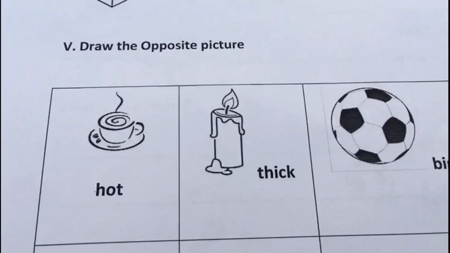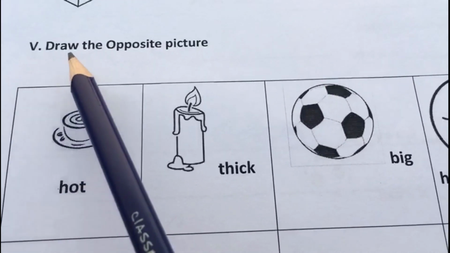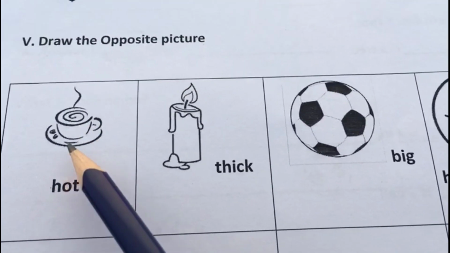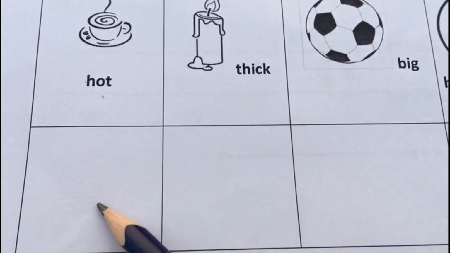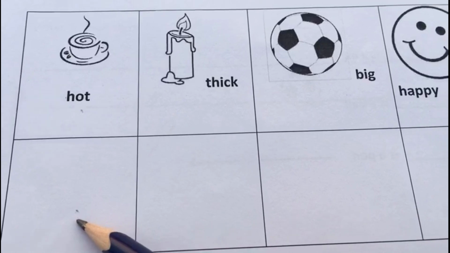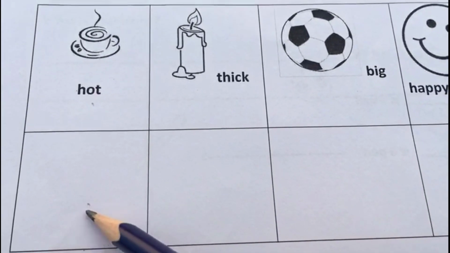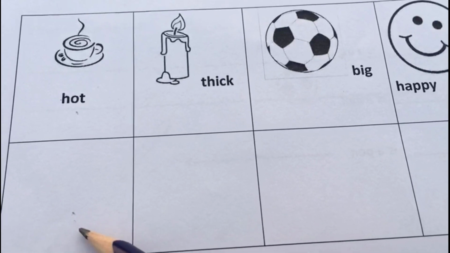Now let's see the next question. The next question is the fifth one. Draw the opposite pictures. I have given a picture of a hot coffee, and you can ask your child to draw the opposite of it. What is the opposite of hot? It is cold, right? So they can draw a picture of ice cream.